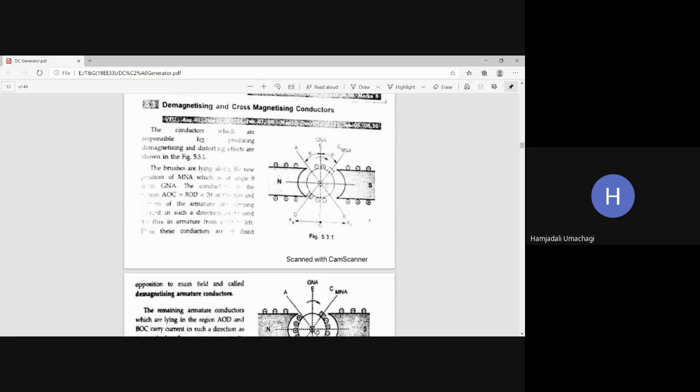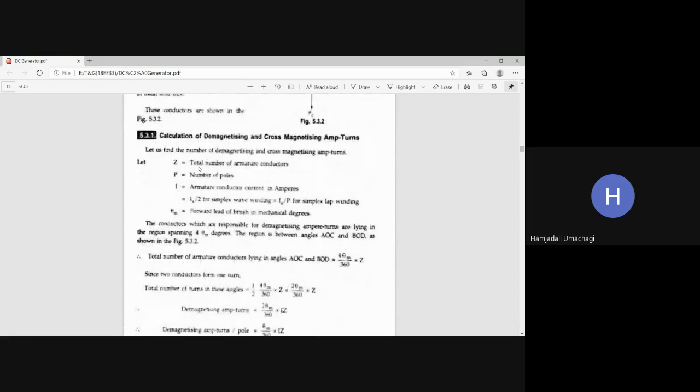Okay, the conductors which are responsible for producing demagnetizing and distorting effects are as shown in figure 5.3.1. This is the armature section, right? So how many conductors are responsible for demagnetizing, and how many conductors are responsible for cross magnetizing, that we will see here. Now you can see the calculation of demagnetizing and cross magnetizing ampere turns. Let us find the number of demagnetizing and cross magnetizing ampere turns.